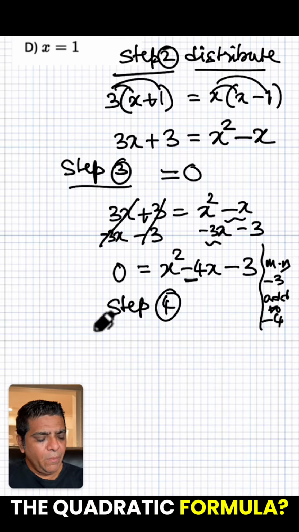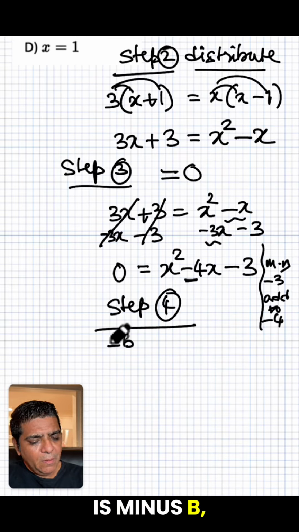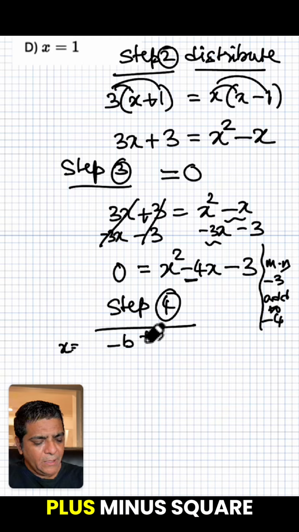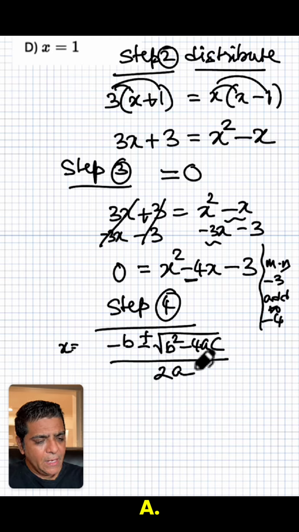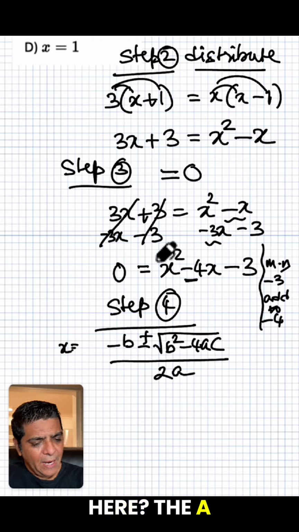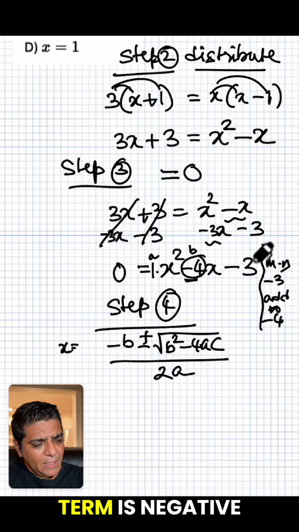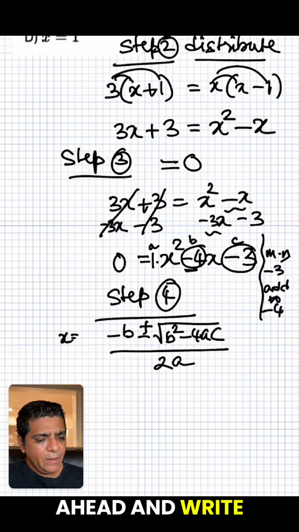So what is the quadratic formula? The roots are equal to minus b plus minus square root of b squared minus 4ac divided by 2a. So what is the a, b, and c term here? The a term is before the x squared, that's your a term. The b term is negative 4, and the c term is negative 3. So let's go ahead and write that out.